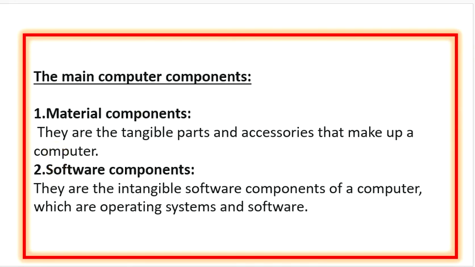Second component, software components. They are the intangible software components of a computer, which are operating systems and software. I mean, any part of the computer that the user cannot touch is called software components.